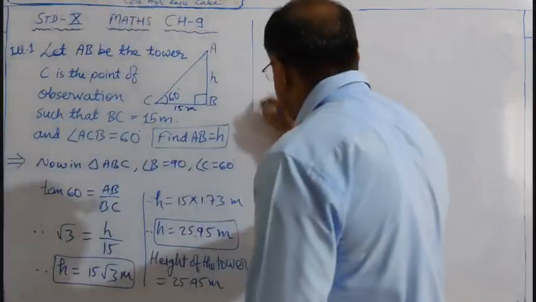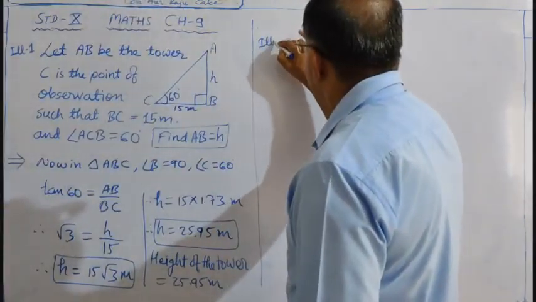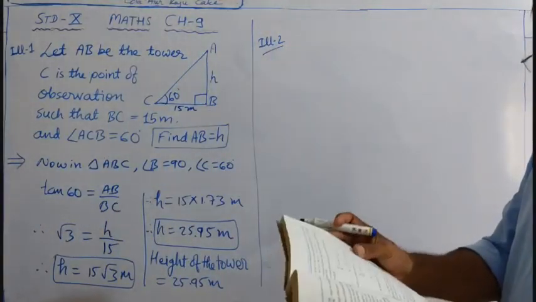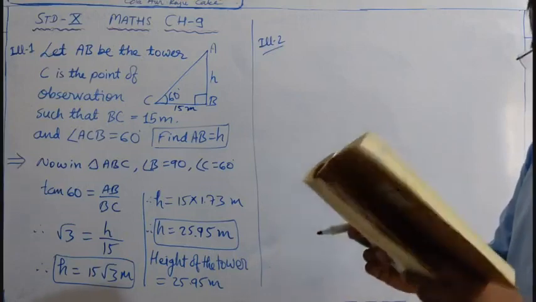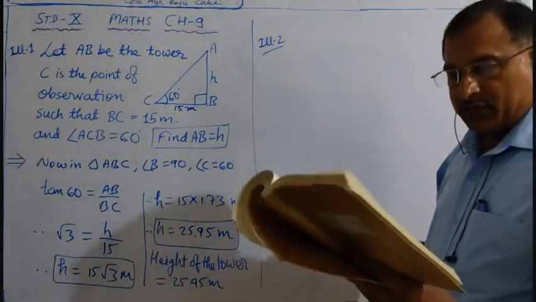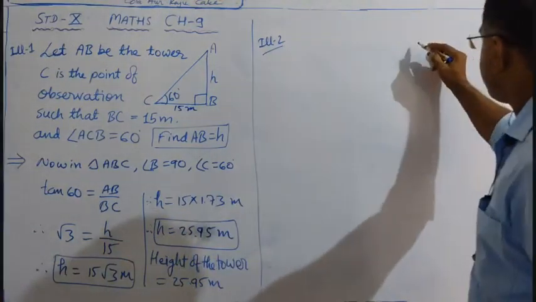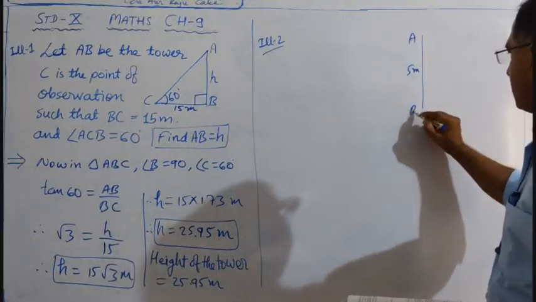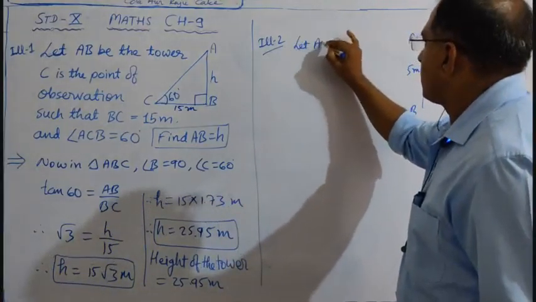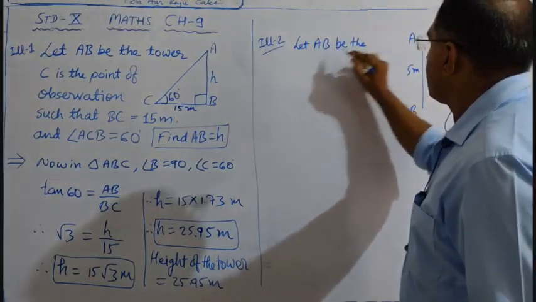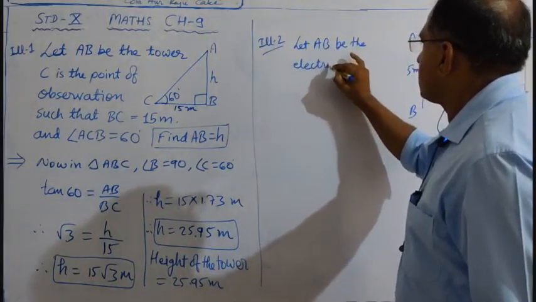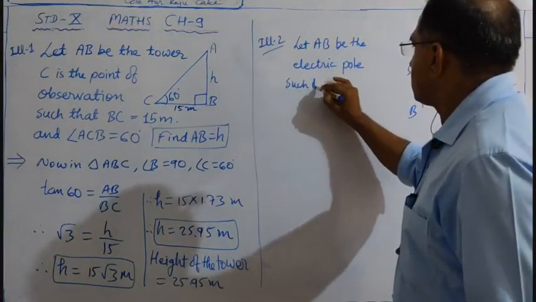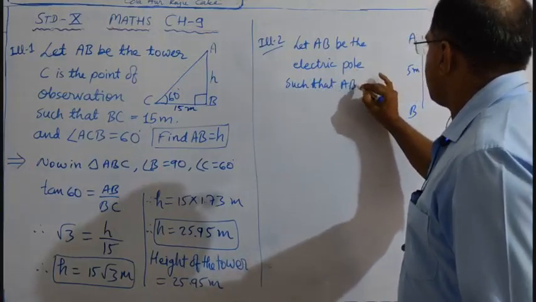So now in the same way, one more question is here, illustration 2. Here an electrician has to repair an electric fault on an electric pole, and that is of height 5 meter. So here the electric pole is of height 5 meter. Let AB be the electric pole such that AB is equal to 5 meter.